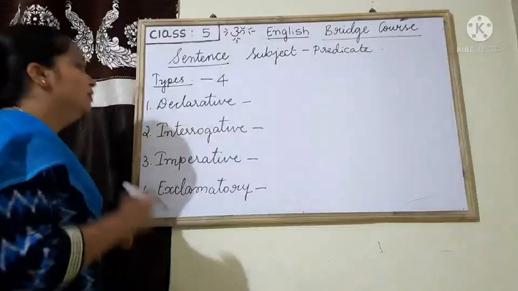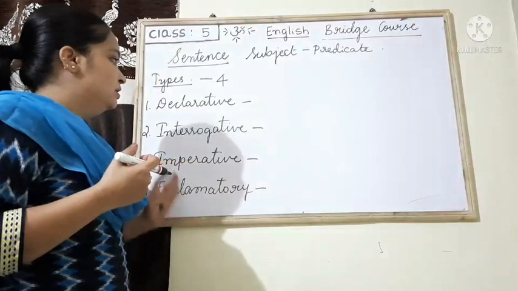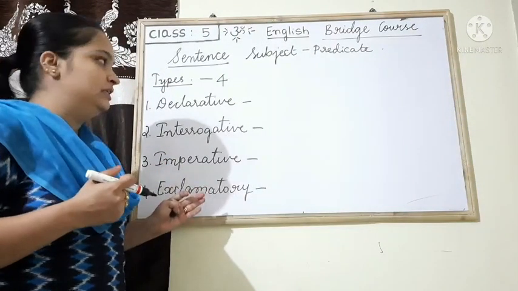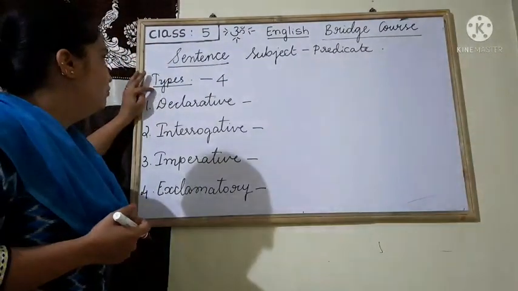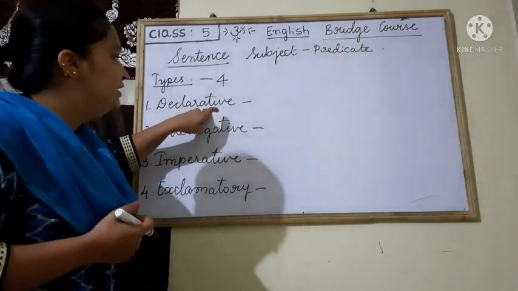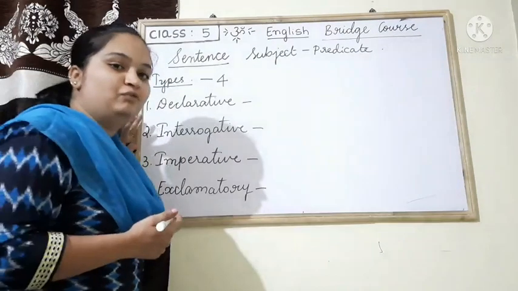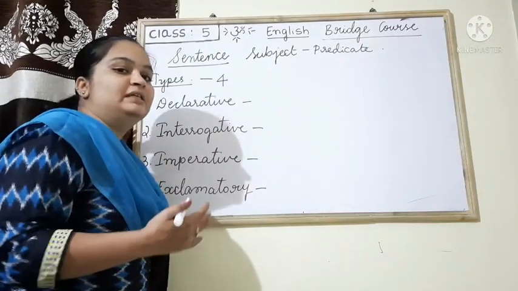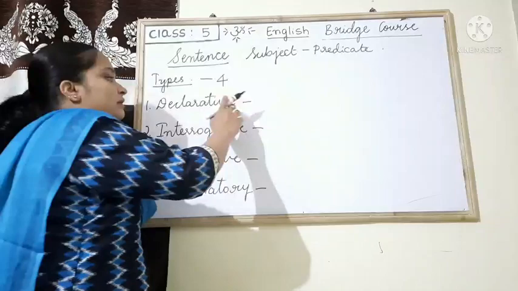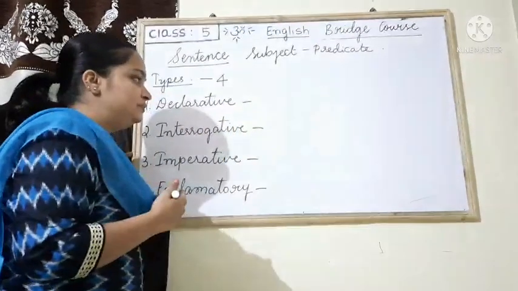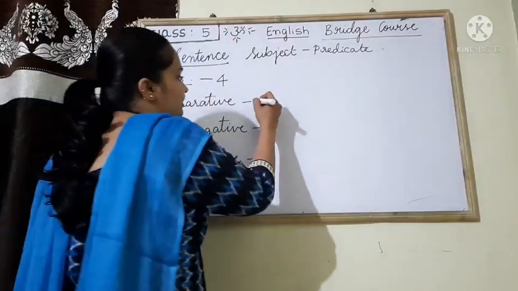So what are these sentences? Why are the sentences divided into 4 types? On what basis are they divided? Let's see now. As we all know, sentences are divided into 4 types. Why did we divide them as 4 types? We could have considered all the sentences equally, but we have divided them on the basis of the format they follow.